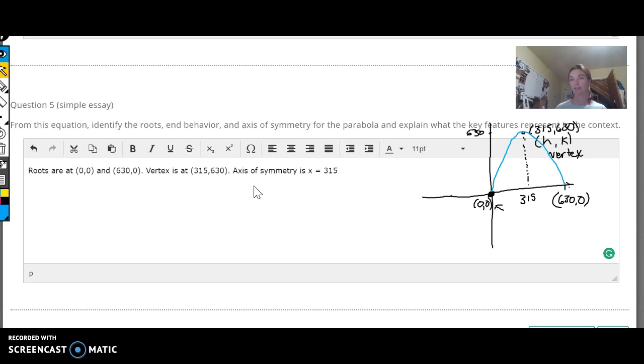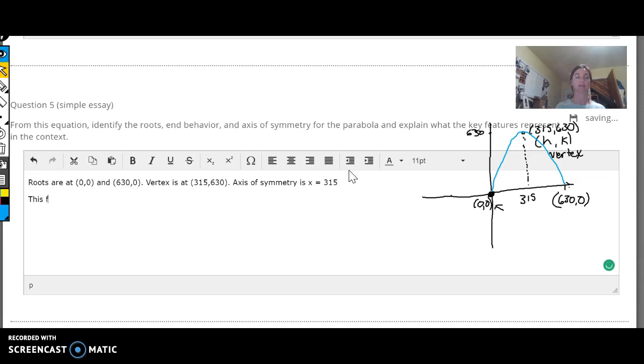The end behavior here, if this arch didn't stop at the ground, it could potentially go on indefinitely, but it doesn't. This function is only defined, and this is something that I'll write down, for the domain of 0 is less than or equal to x, which is less than or equal to 630. So that's the domain, and that just quantifies our end behavior. So that's all I have.